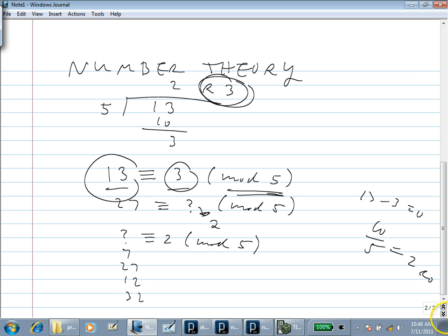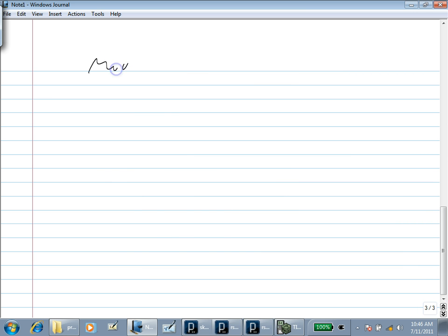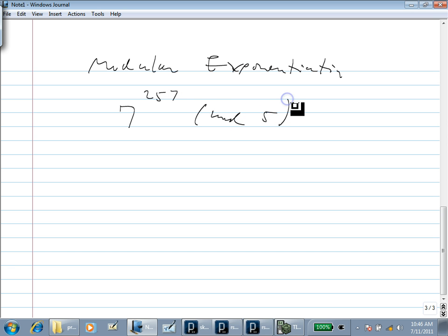Okay, the next idea is something called modular exponentiation. And that basically means that if you want to raise something like 7 to the 257th power, and you want to mod it by 5. Well, 7 to the 257th power is a very large number. And if you type it into your calculator, it might crash the calculator. And certainly if I made it not 257, but 10,000 or a million, it would be very hard.